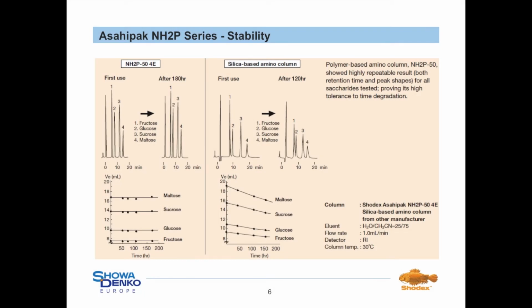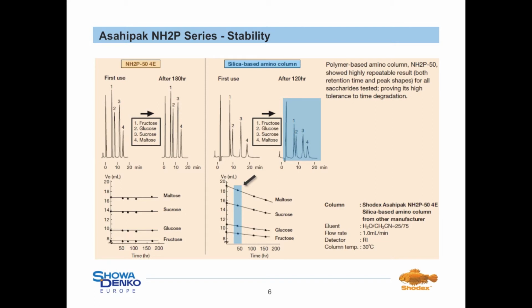To emphasize the increased stability and high tolerance to degradation of our polymer-based HILIC column, a comparison between the DEAZA NH2P-54E and a silica-based amino column was accomplished. Thereby, samples containing common sugars like fructose, glucose, sucrose and maltose were continuously injected over time in both cases. A significant shift for the elution volumes in the case of the silica-based amino column was already observed after 50 hours. After 120 hours of use, the peaks are overlapping.